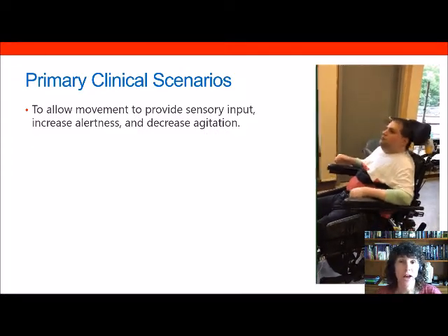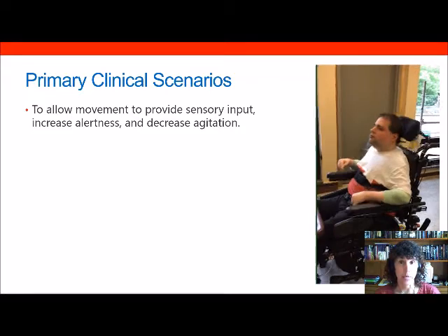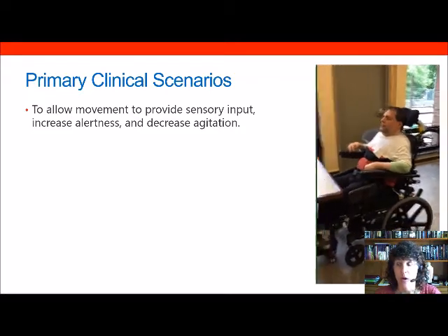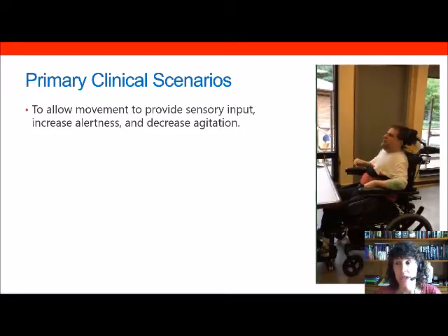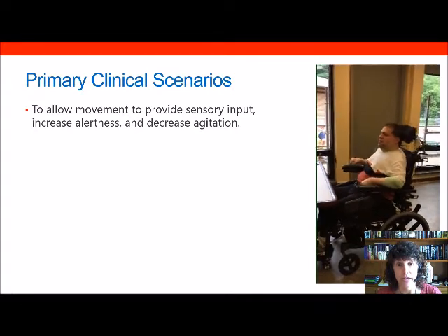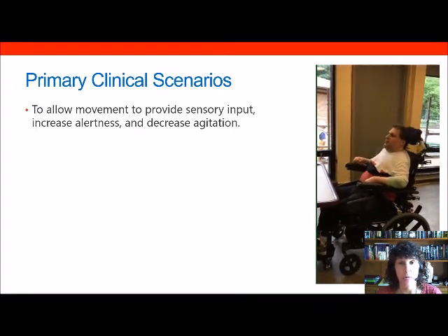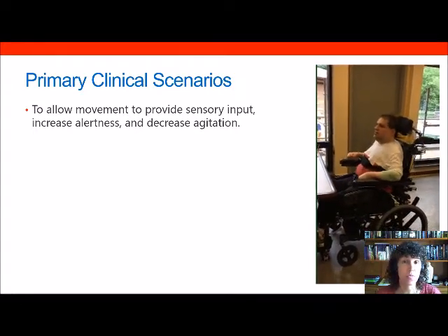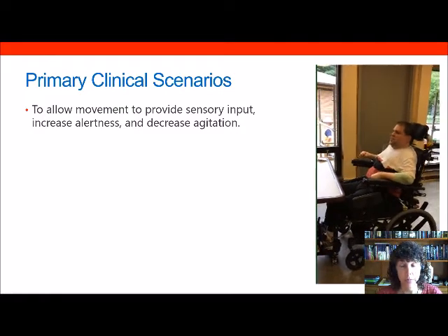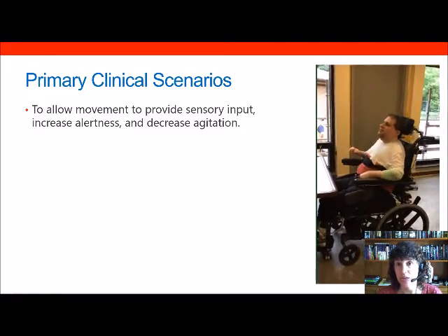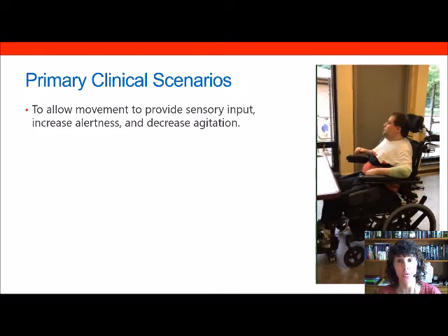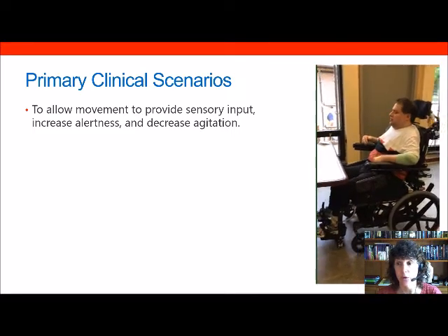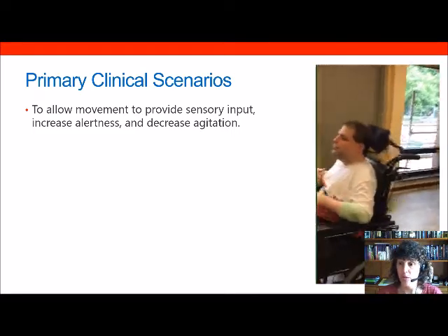We're also providing movement, and this is our second primary clinical scenario. This adult requires a lot of movement throughout his day, and he is getting that from his dynamic seating. This is providing sensory input, increasing his alertness, and decreasing agitation that occurs when he is unable to move. So this has worked quite well for him.